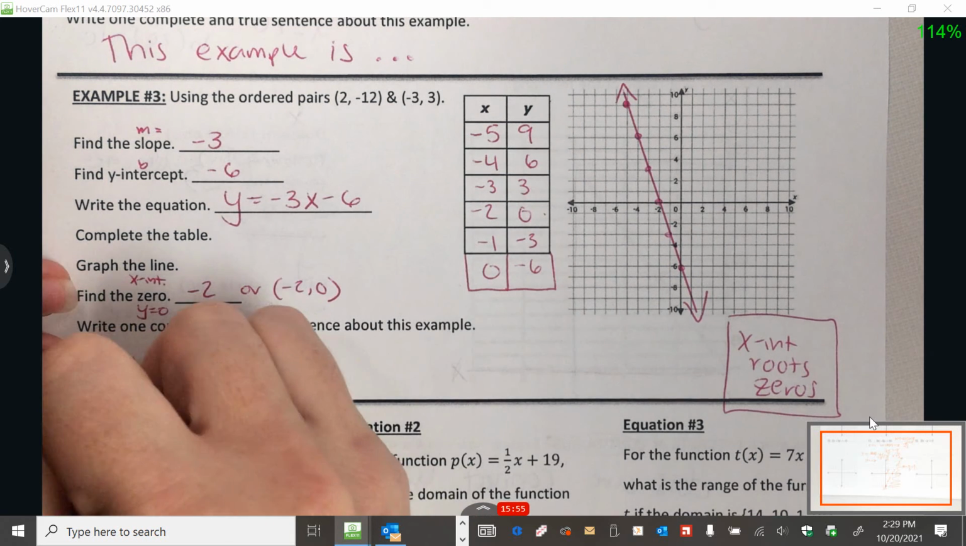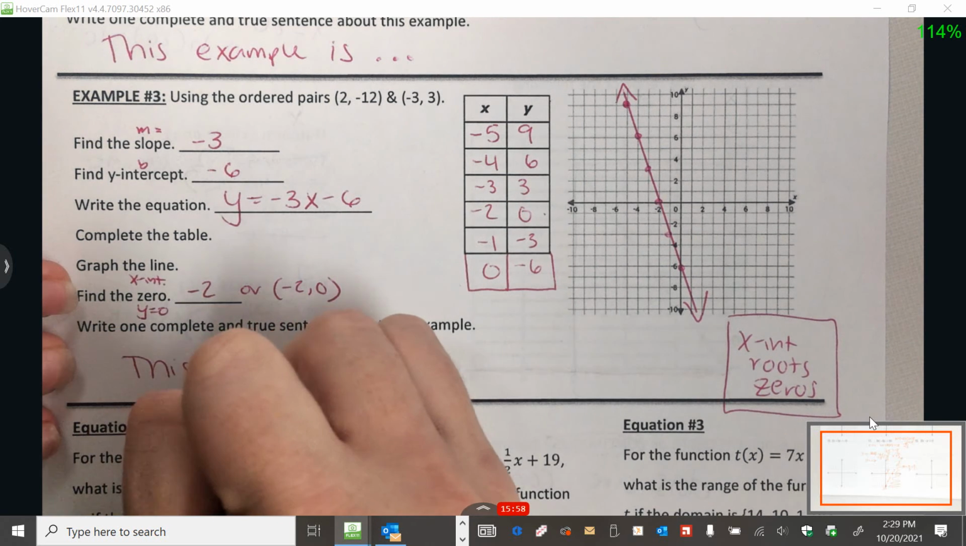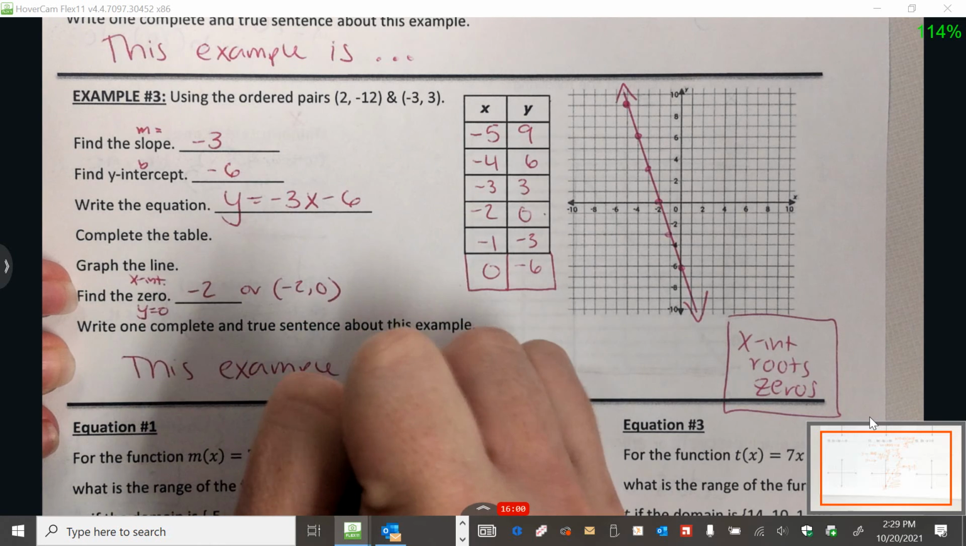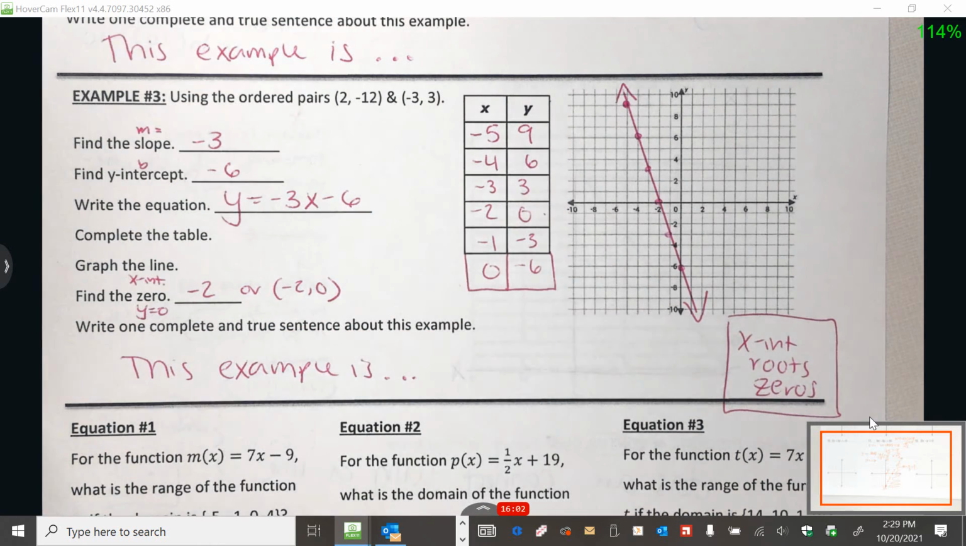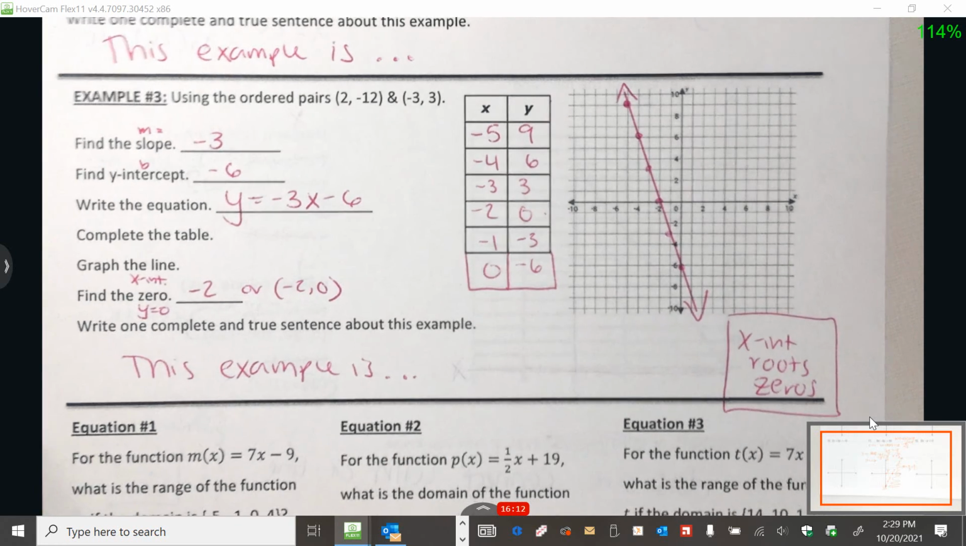Now again, this example is decreasing. It is linear. It is not proportional. It has a 0 of negative 2. It has a root of negative 2. It has an x-intercept of negative 2. However you want to word it, whatever you want to put, as long as it's true, it works.